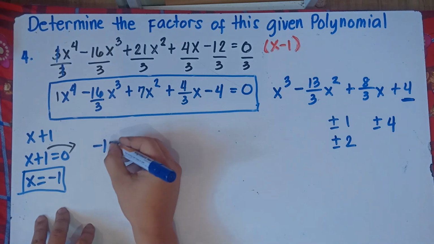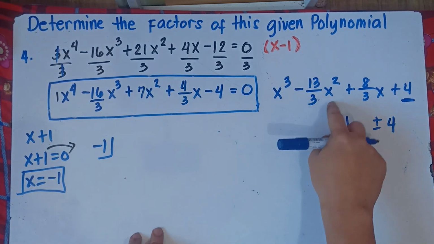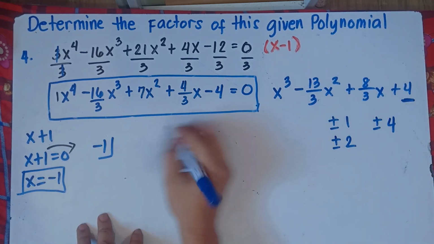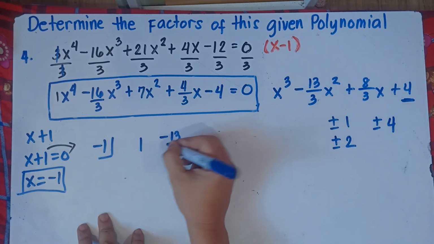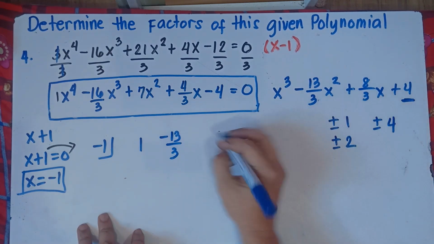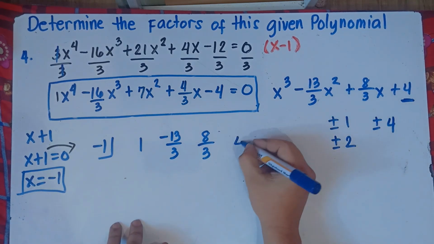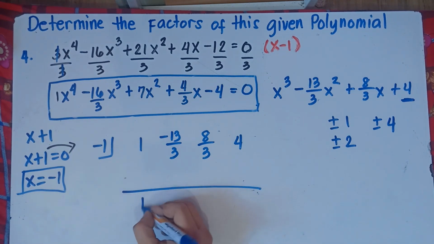So negative 1. And our coefficients, we will be using these, class. X cubed, x squared, x, then 4. So we have x cubed is 1. Then for x squared, negative 13 over 3. For x, 8 over 3. And we have positive 4. Alright, first thing to do, you bring down 1.